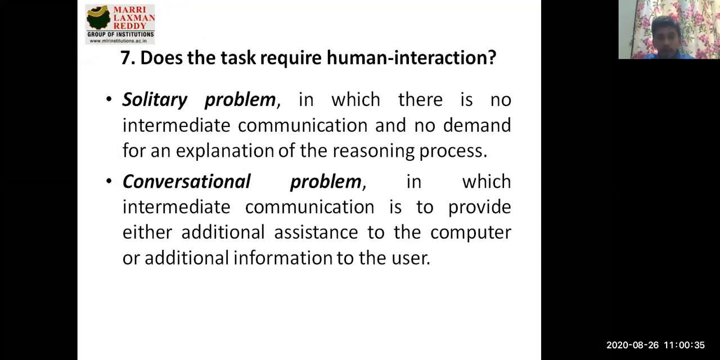The last point: does a task require human interaction? If you're playing a game with a computer, human interaction is necessary. In terms of problem solving, sometimes there is no need for intervention of human beings. So looking into all these 7 different characteristics, we need to get a proper solution to a problem.